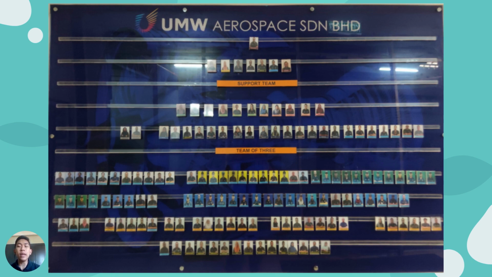So there is finance, human resource, supply chain, engineering, quality, business development, and finally the production department. So under the 7 managers, there are the support team, which consists of HR and ICT and the finance group. And we refer the team of 3 to the production department, quality department, and the engineering department. So this team of 3 will propel the operation in UMW Aerospace.